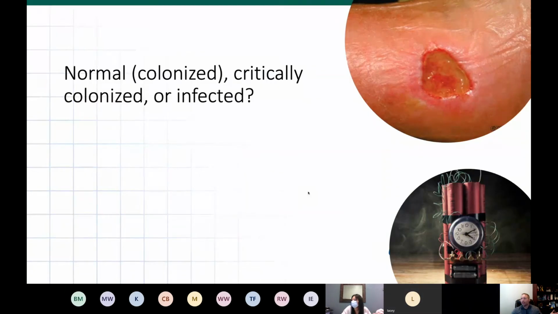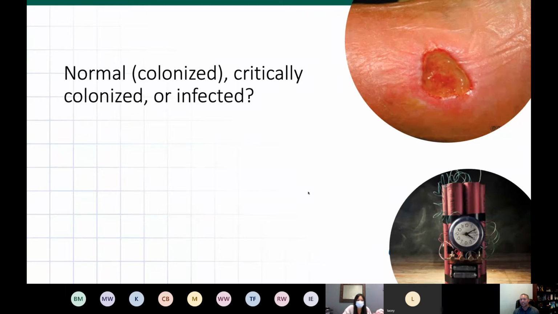So again, you and I look at a wound and we go, is this normal? Is it critically colonized? Is it infected? I mean, I look at that and I might go, that actually looks pretty good. Some people might look at it and go, oh my gosh, there's pus in the wound. Do you see that white stuff, that yellow stuff? There's pus. Well, maybe that's not pus. Maybe that's fibrinous exudate or proteins that are causing wound healing.